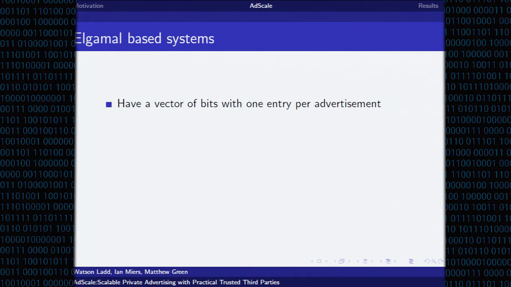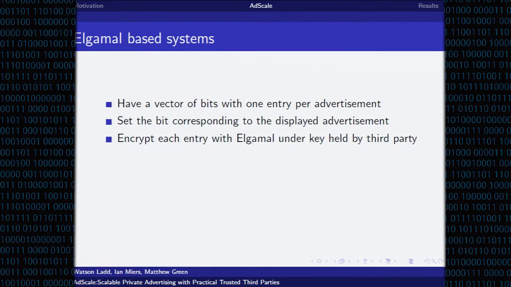You have a vector of bits with one entry per advertisement times the things you're reporting on. We'll just talk about displays for the moment. You set the bit corresponding to the ad you showed. So if you have 30 ads, you have 30 bits. You set one saying, yes, I showed that ad. Showed ad number 3, I didn't show any of the others. We encrypt with a key held by a third party. So the server doesn't know the key, but the third party is going to decrypt with it. The server adds together all the vectors, and the third party decrypts.